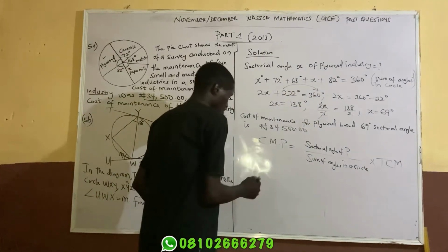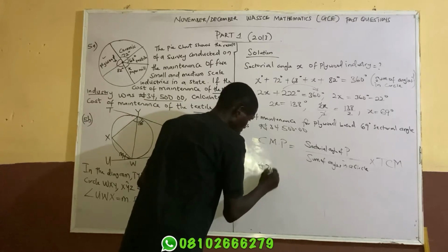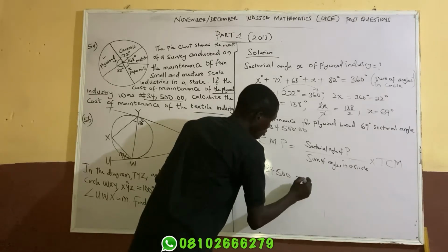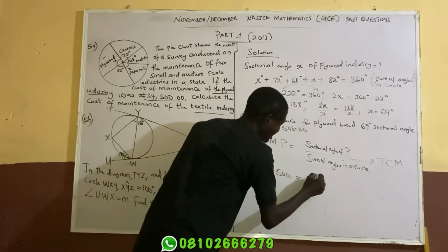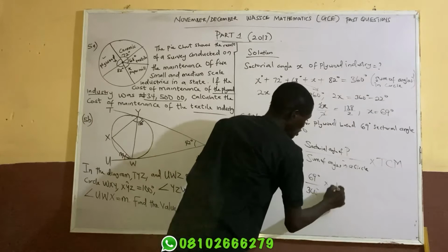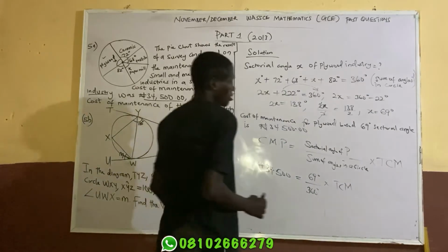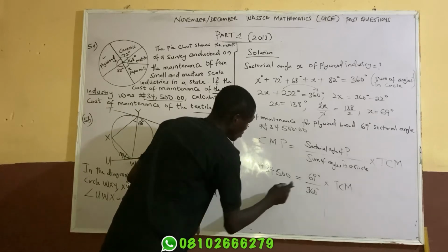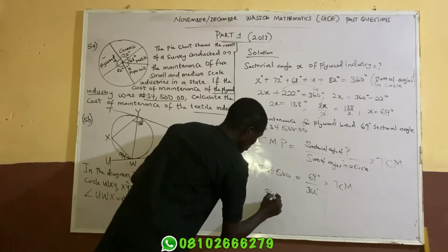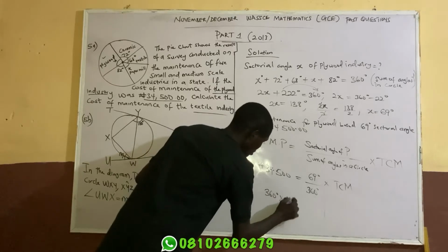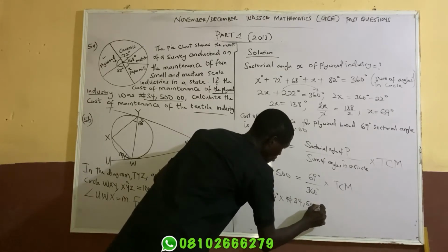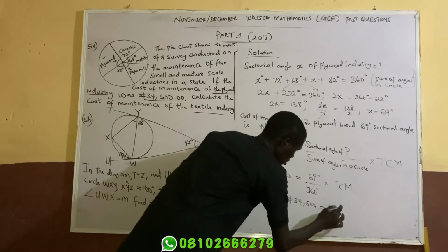So CMP is equal to what? It's giving us 34,500, which is equal to the sectorial angle of plywood, 69 degrees, all over 360 degrees, times TCMP. Now we multiply this one by 360 degrees, times 34,500, equal to 69 degrees times TCMP.